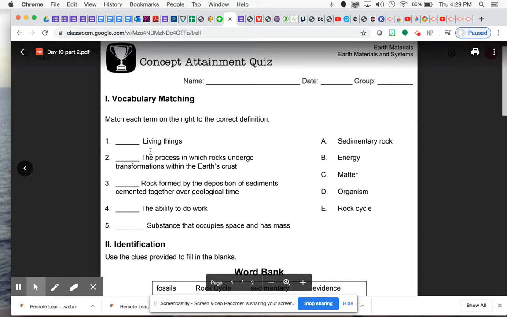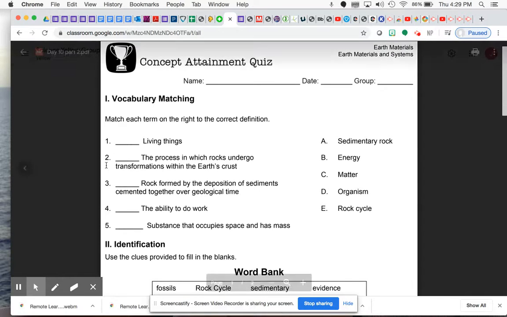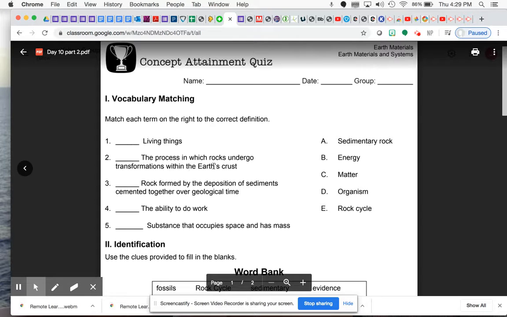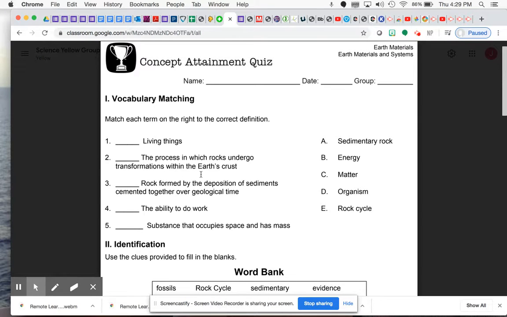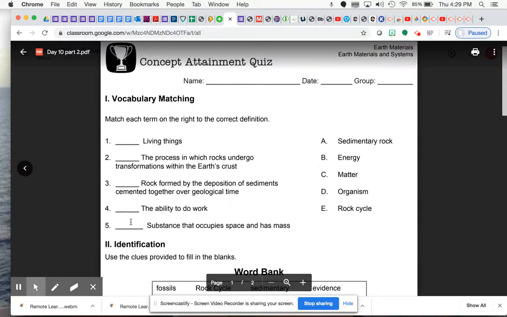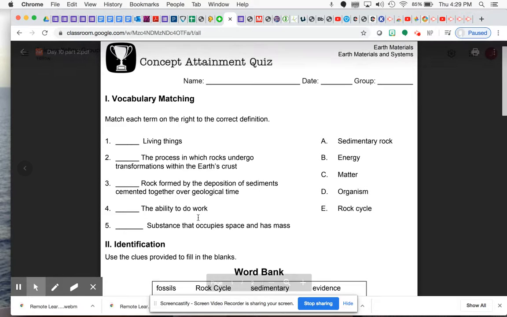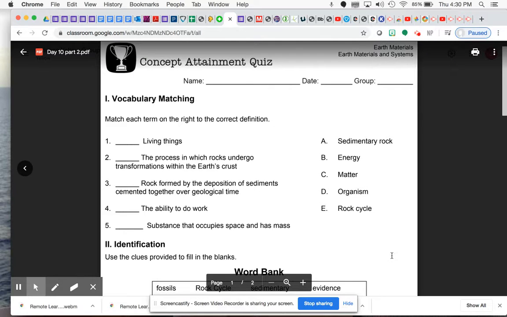Number 1, living things. Number 2, the process in which rocks undergo transformations within the Earth's crust. Number 3, rock formed by the deposition of sediments cemented together over geological time. Number 4, the ability to do work. And number 5, a substance that occupies space and has mass. If you are not sure, look back at some of the work you've been doing this week, especially for these definitions.